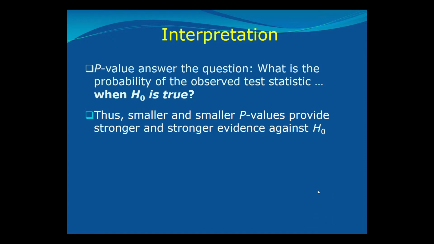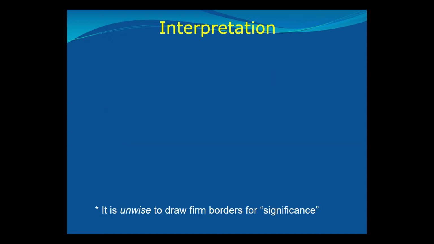How to interpret p-value? The p-value answers the question: what is the probability of the observed test statistic when H0 is true? Thus, smaller and smaller p-values provide stronger and stronger evidence against H0. Small p-value means strong evidence.